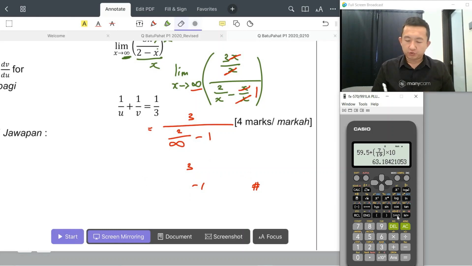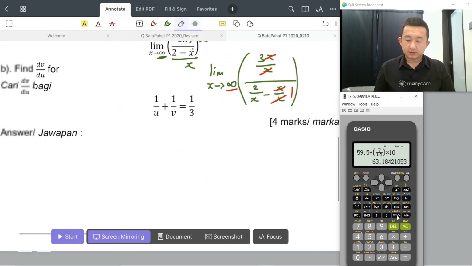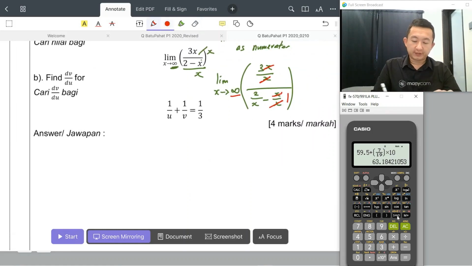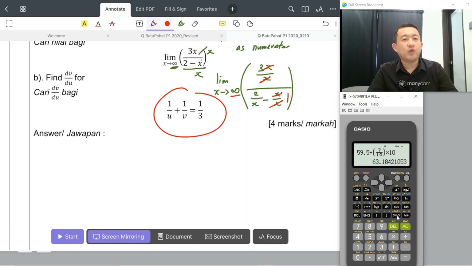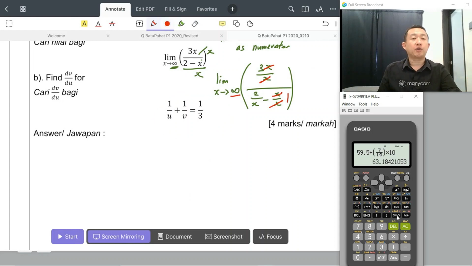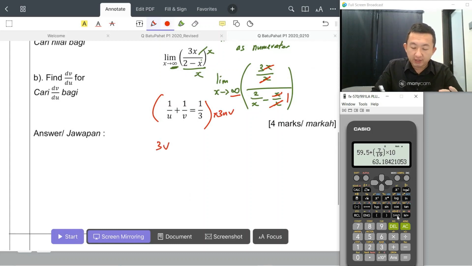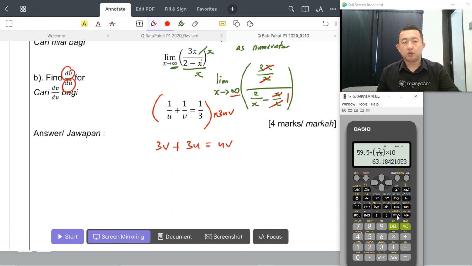Okay, now we go to the next question. So find dv/du for this equation. So you have u and v at the bottom as the denominator. It is a bit hard. Usually we don't like this kind of case. So to make sure we don't have fractions anymore, we can multiply something. So I will choose 3uv. This is the lowest common multiple between uv and 3. So I multiply with 3uv. So I have 3v plus 3u equals uv. For dv/du, we want v in terms of u. So v in one group. Okay. Now factorize v.